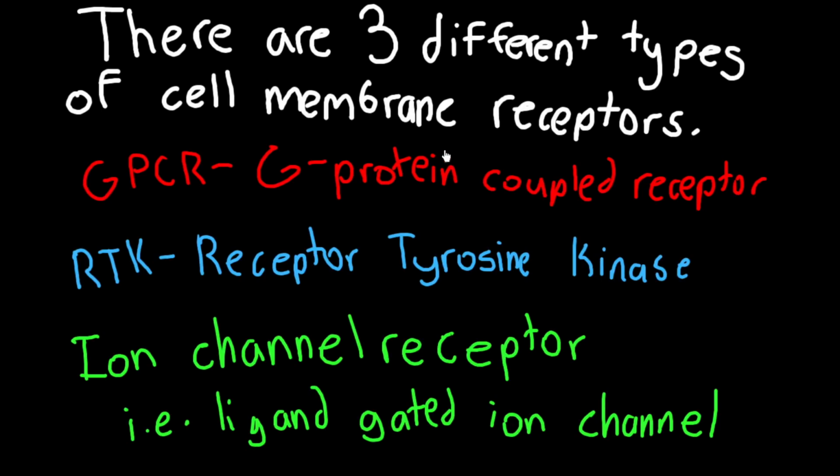And lastly, there's three different types of cell membrane receptors. There's the GPCR, which is the G protein coupled receptor. There's the RTK, which is the receptor tyrosine kinase. And there's the ion channel receptor. An example of this is the ligand-gated ion channel. These three types, I'm not going to go into today what they actually do and the differences between them, but just know that they exist.